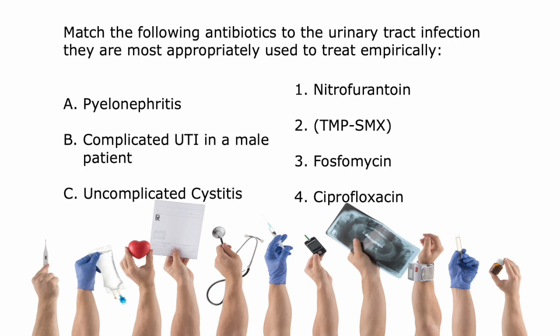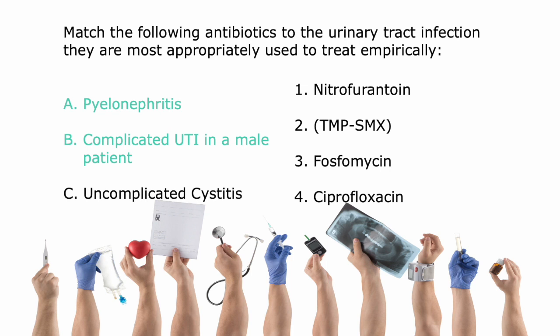Match the following antibiotics to the urinary tract infection that they are most appropriately used to treat empirically. Starting with A, pyelonephritis. Which one of these? We have nitrofurantoin, TMP-SMX, fosfomycin, and ciprofloxacin. So for pyelonephritis A, the empiric one would be 4, ciprofloxacin. Now let's look at complicated UTI in a male patient, B. For this one, it would also be ciprofloxacin, 4.